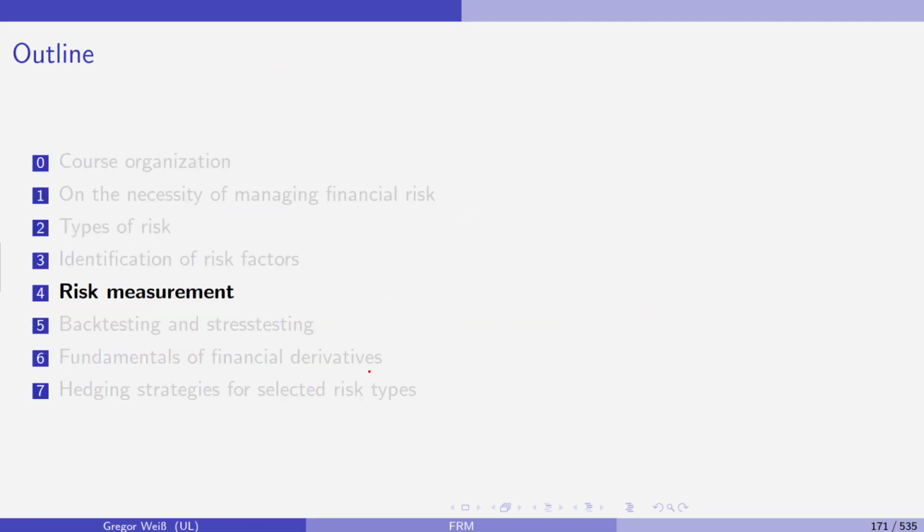Okay, so that's everything when it comes to risk mappings. And next we'll talk more about different types of risk measures and how to measure risk in a portfolio.